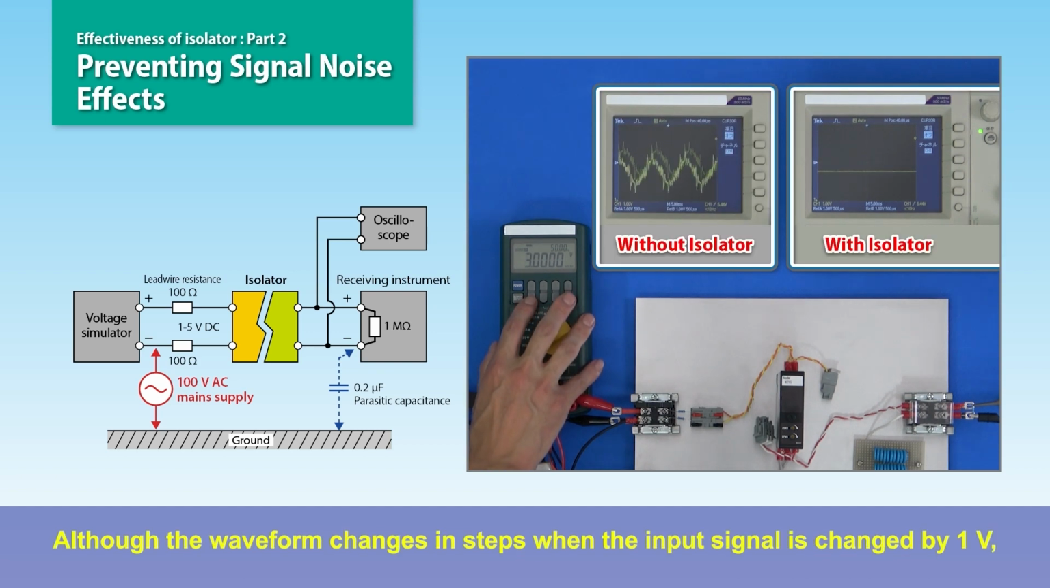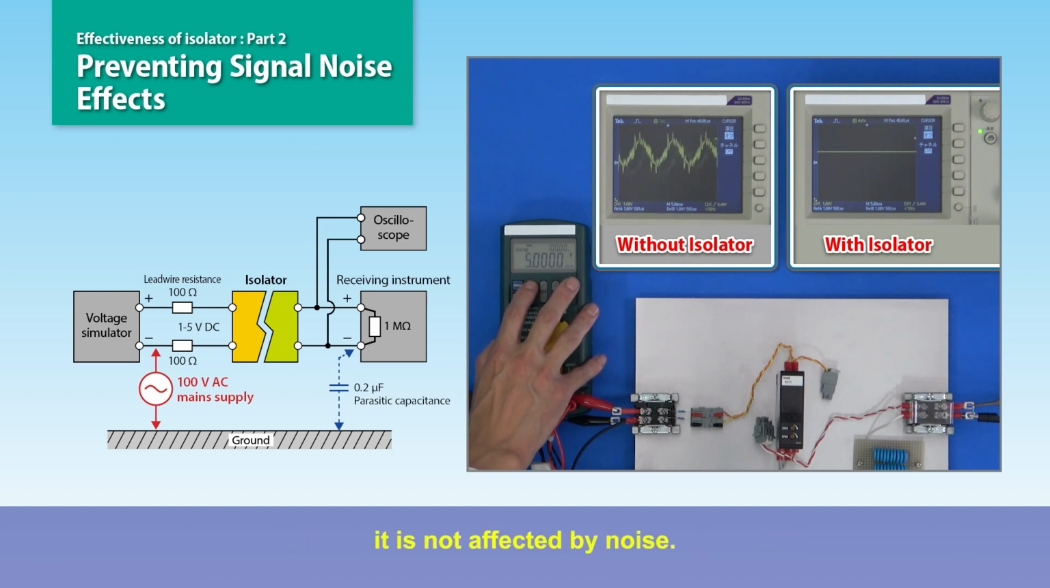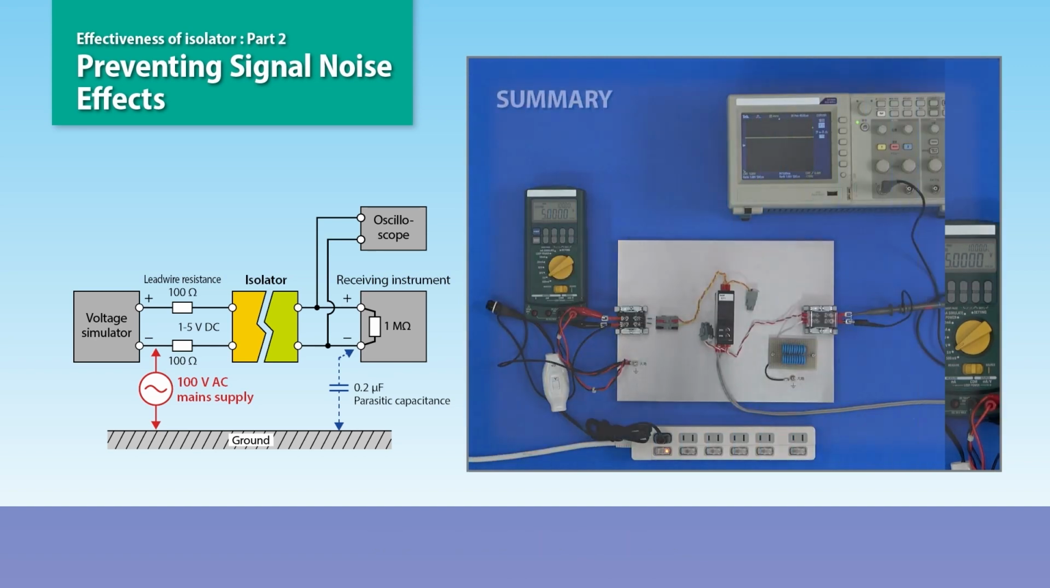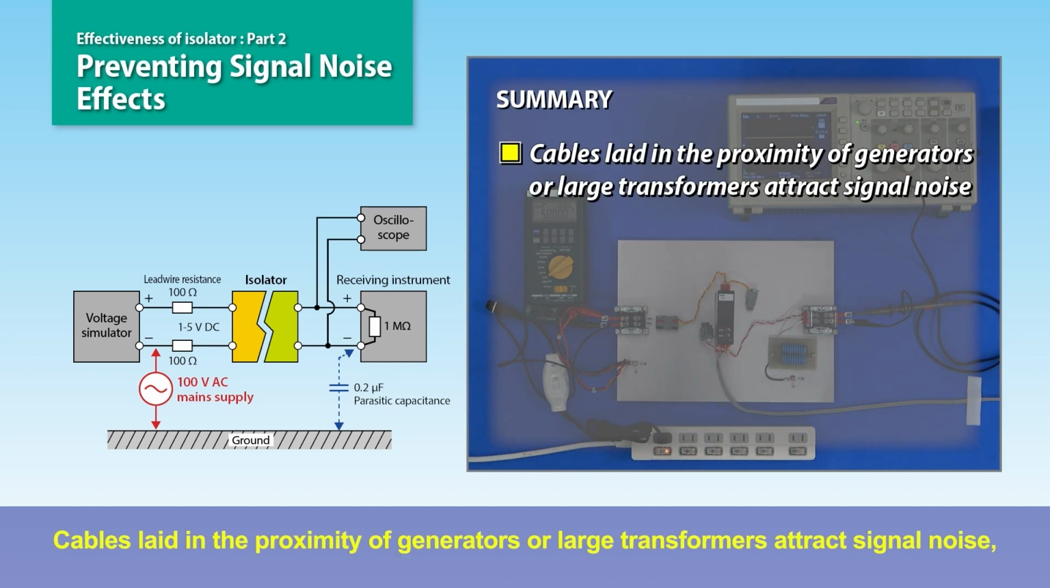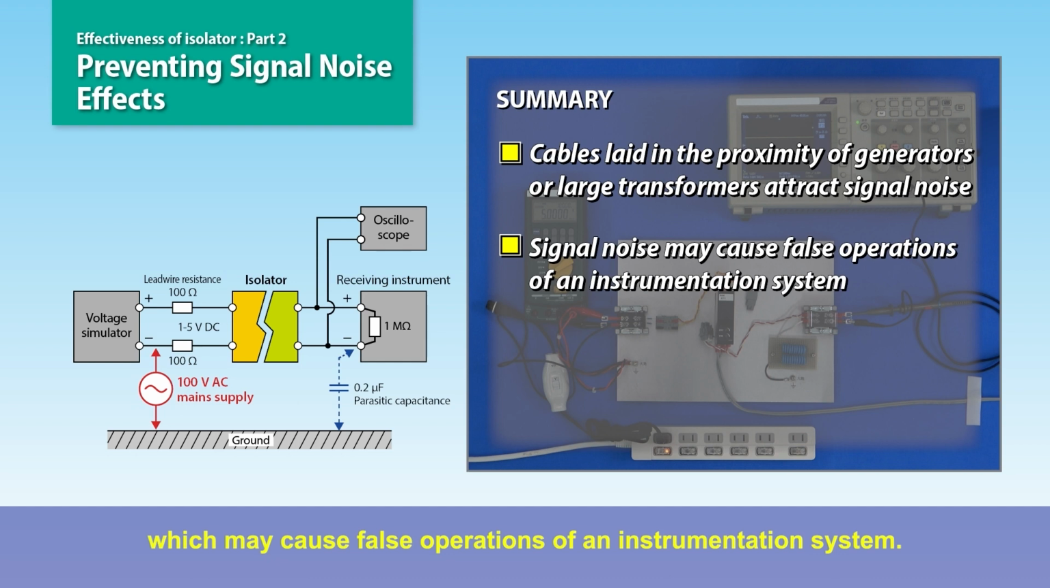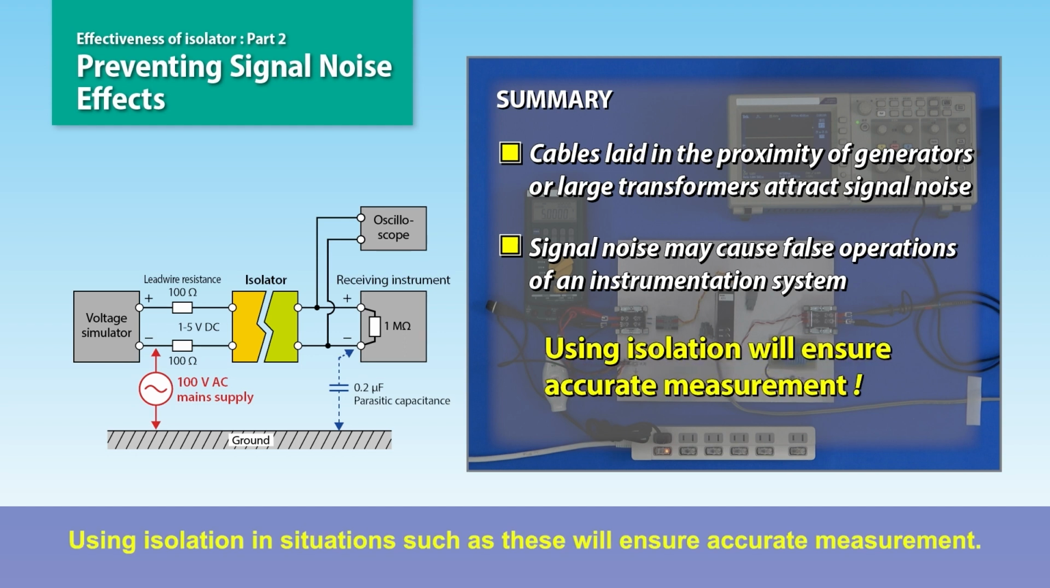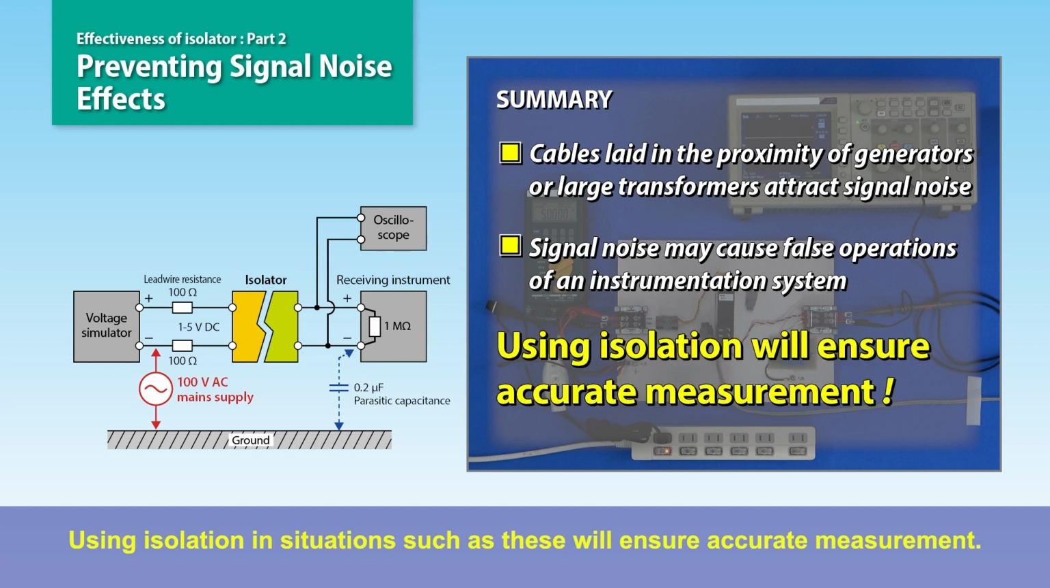Although the waveform changes in steps when the input signal is changed by 1 volt, it is not affected by noise. Cables laid in the proximity of generators or large transformers attract signal noise, which may cause false operations of an instrumentation system. Using isolation in situations such as these will ensure accurate measurement.